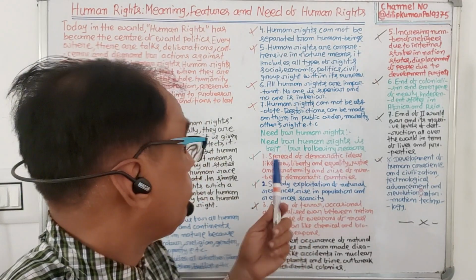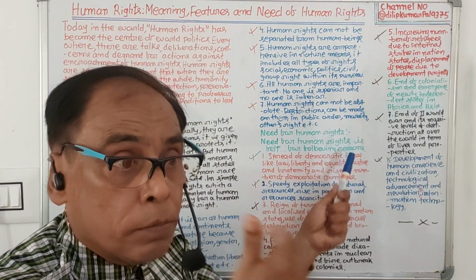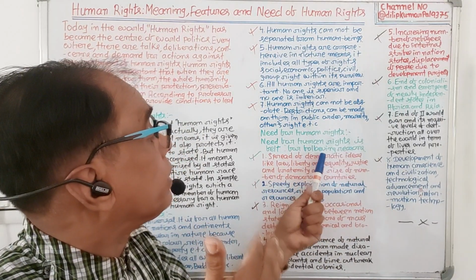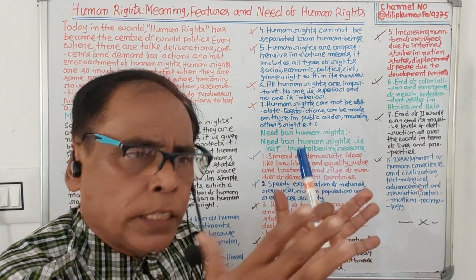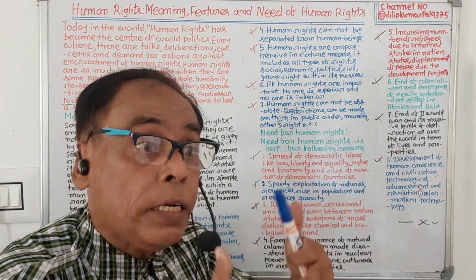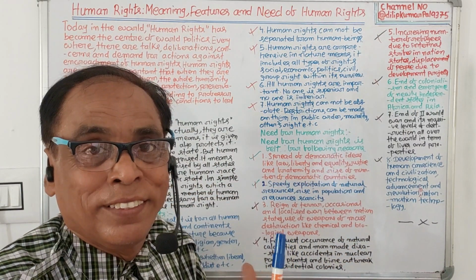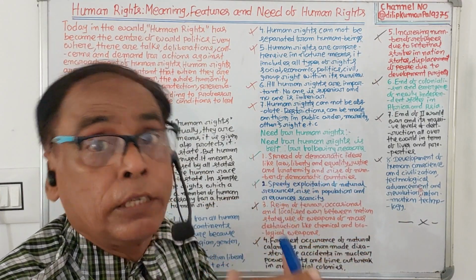Now we discuss the need for human rights. Why have human rights been needed? The need for human rights is felt for the following reasons. Human rights are essential, but the necessity of human rights is felt due to some reasons.